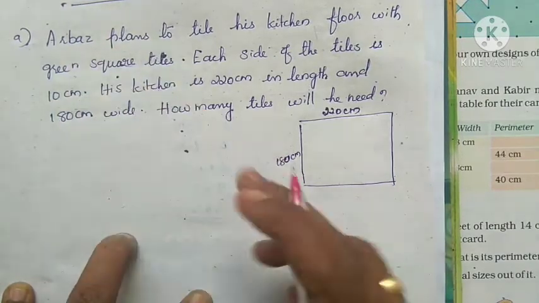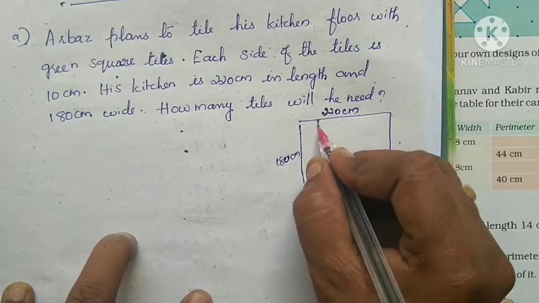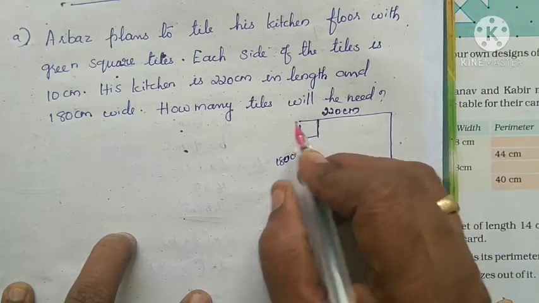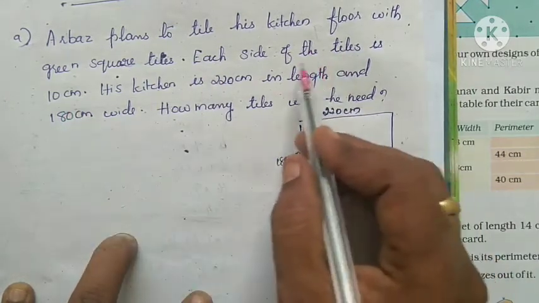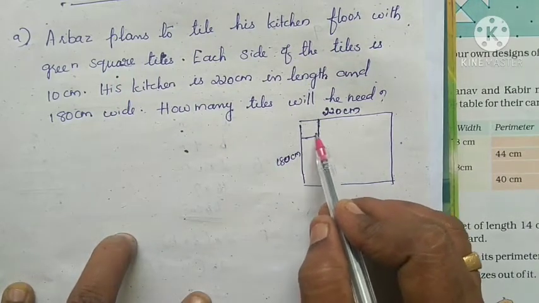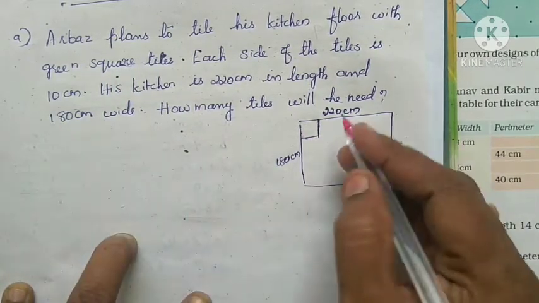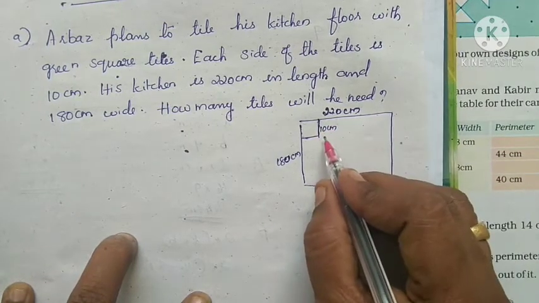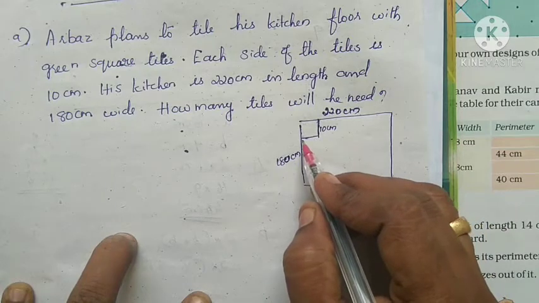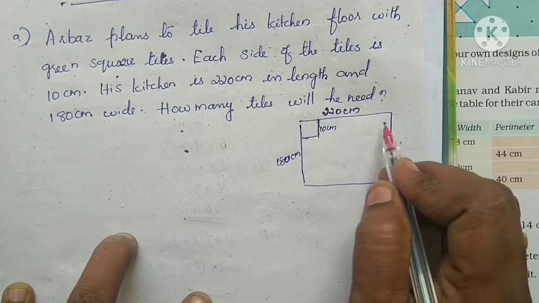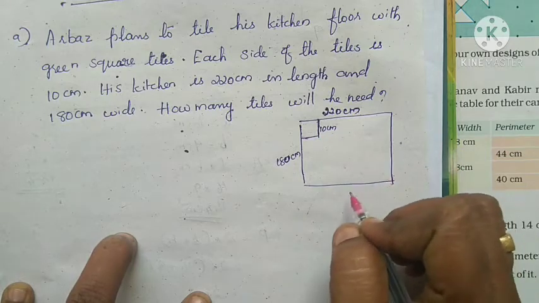Urban plans to tile. So the tile is like this, a square tile. So I draw a square type of tile. And what is the measurement of the side? 10 centimeter. So this is the model of the square. The question is the number of this type of tile needed to cover this floor.